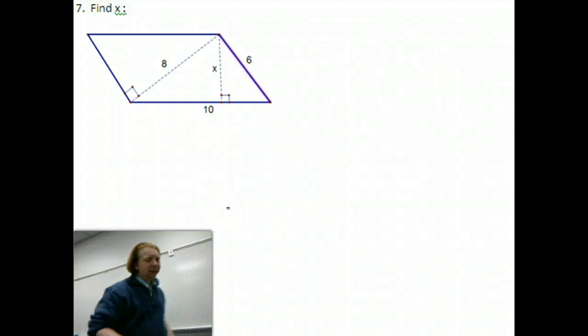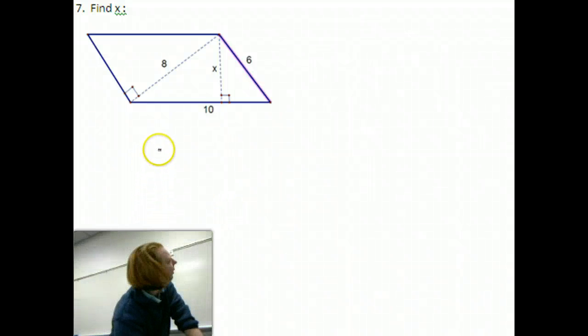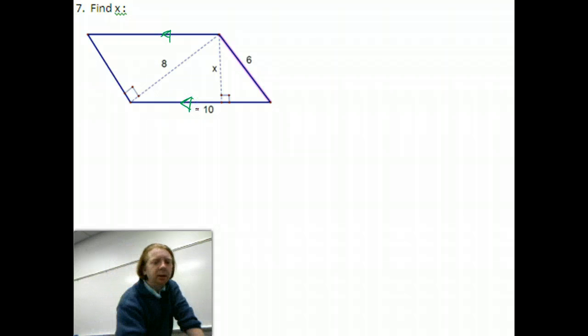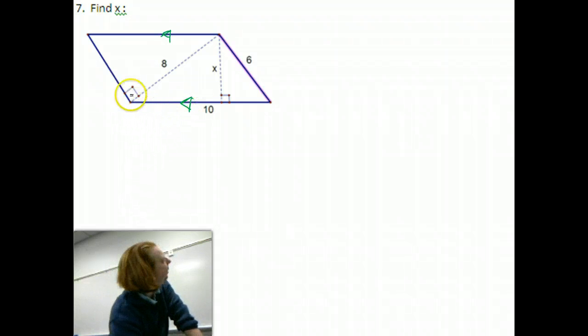So here's the trick. Like I said, you don't look at this as a parallelogram. Look at it as two triangles. Because if these sides are parallel, so there are two parallel sides, that means that if I have a right angle here, I have a right angle here, right?